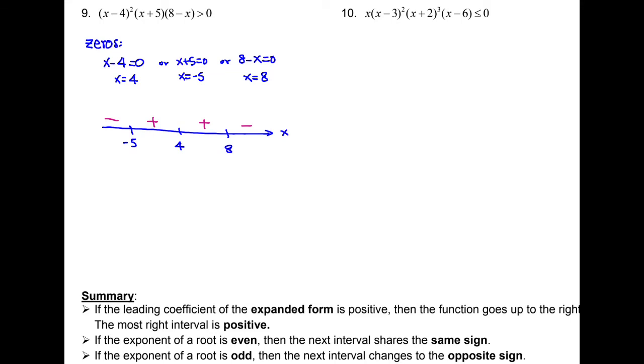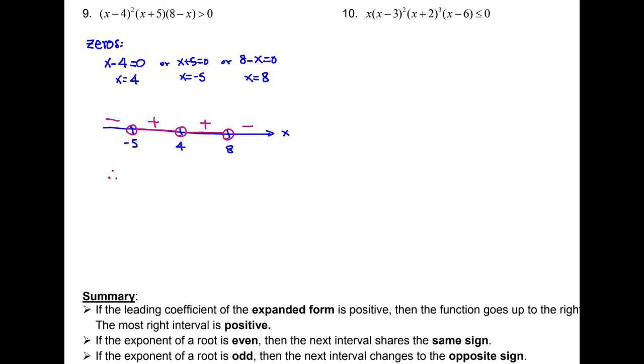Next, let's go back to our inequality to see what we want. We want our function to be greater than 0. That means we want the positive region. And since there's no equal sign on the inequality, that means we do not want to include the zeros. So all the zeros will be empty dots, and we want to have the positive intervals. So therefore, we say our x is an element of round bracket -5 to 4, round bracket, union, round bracket 4 to 8, and round bracket.